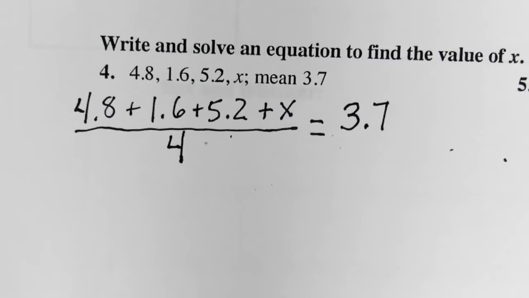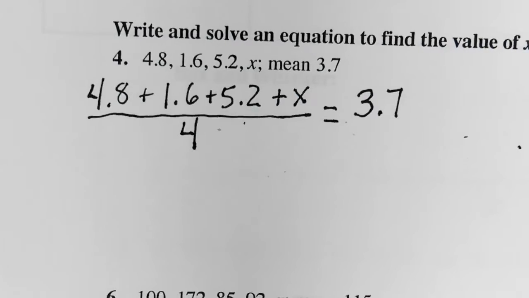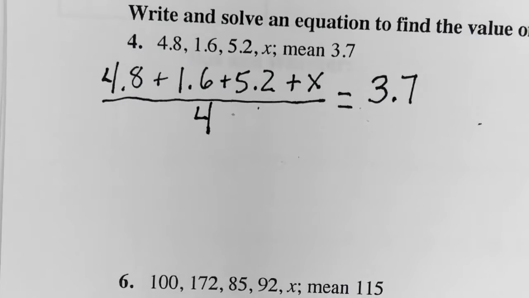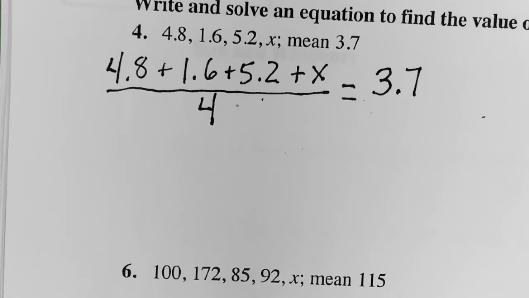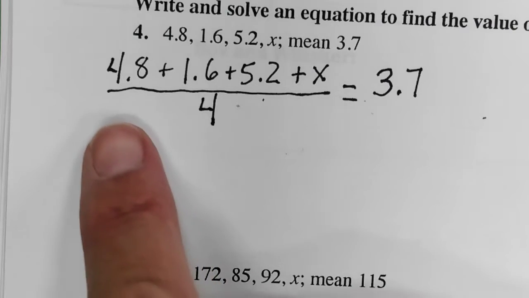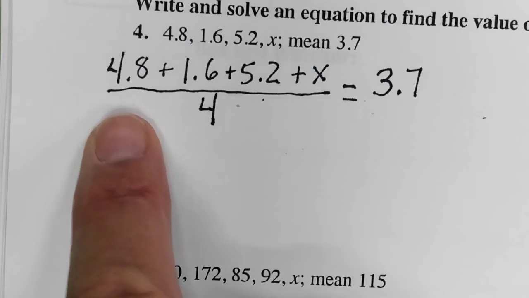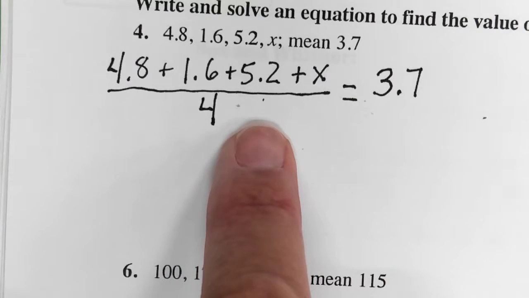So the next step is to add up all the numbers we do know at the top. Raise your hand as soon as you have 4.8 plus 1.6 plus 5.2 please.